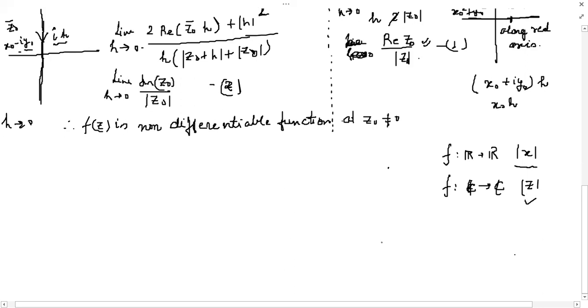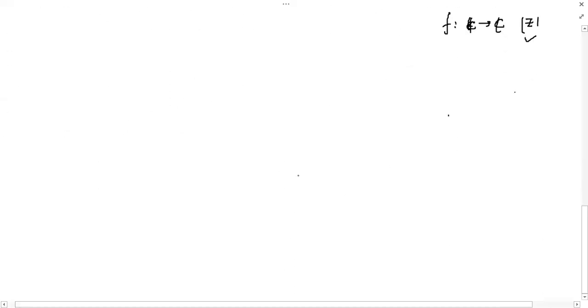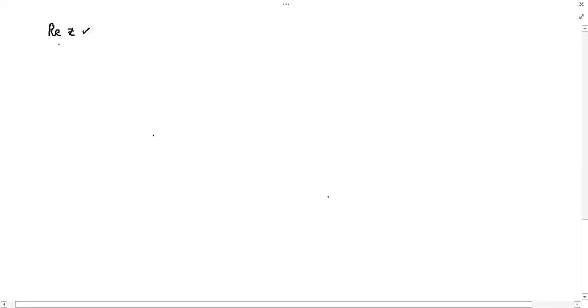Now let us take one example which is differentiable only at a point. Since we have seen a function which is differentiable nowhere, let us take another example so that at least you'll get something. Just think about this function: what about the real part of Z? Is it differentiable everywhere, or nowhere, or only at a point? Let us see it first.